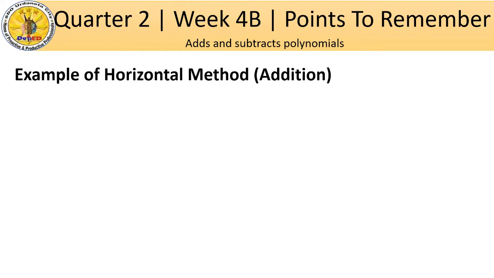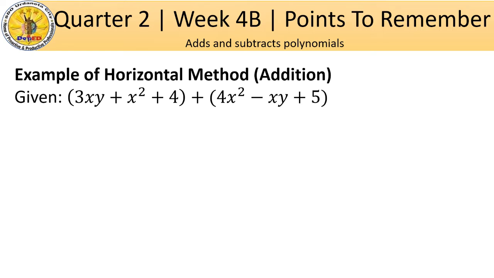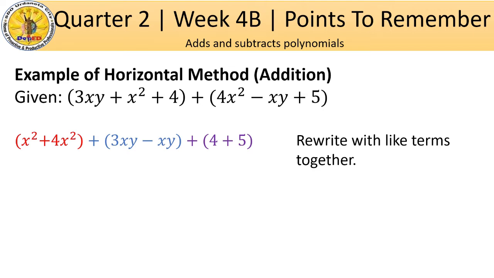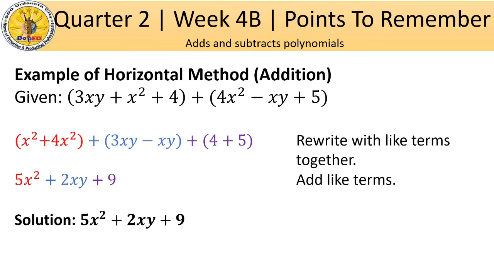Let's have an example of the two methods. First one, horizontal method. Given here is an expression 3xy plus x to the second power plus 4 plus 4x to the second power minus xy plus 5. The first thing we need to do is we rewrite the expression joining like terms. We join x to the second power plus 4x to the second power plus 3xy minus xy plus 4 plus 5. Then we add like terms.